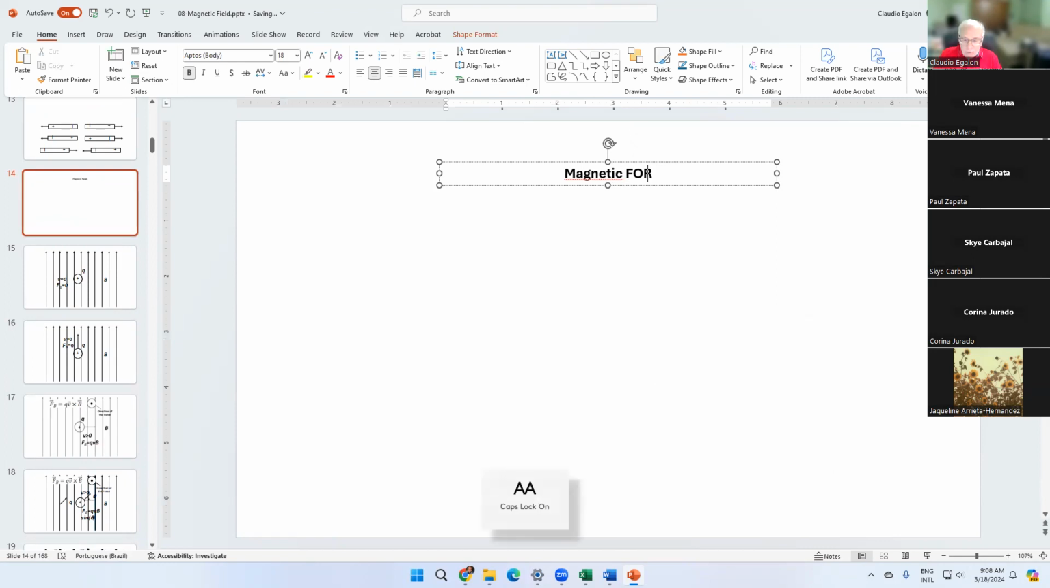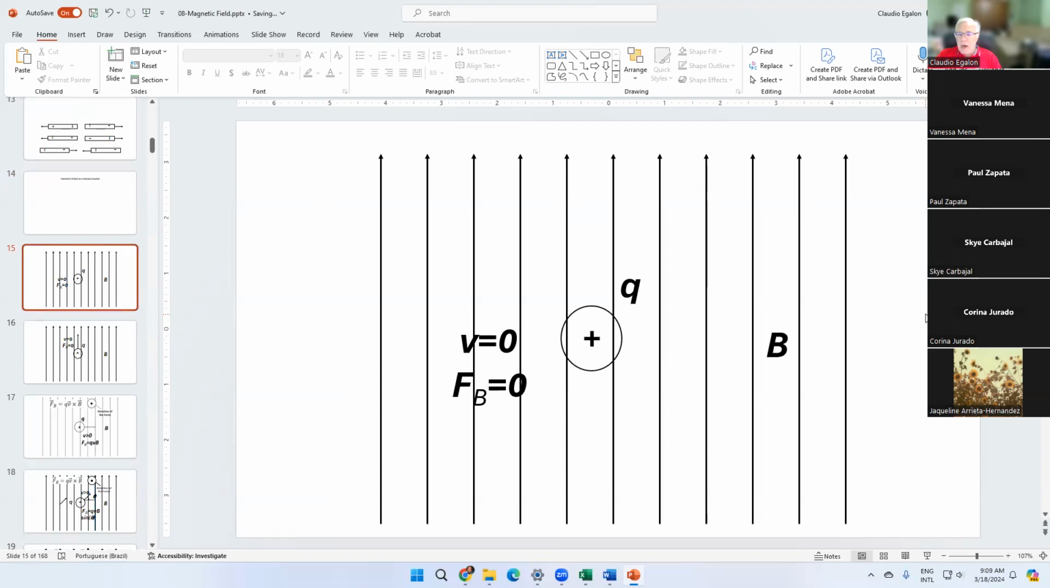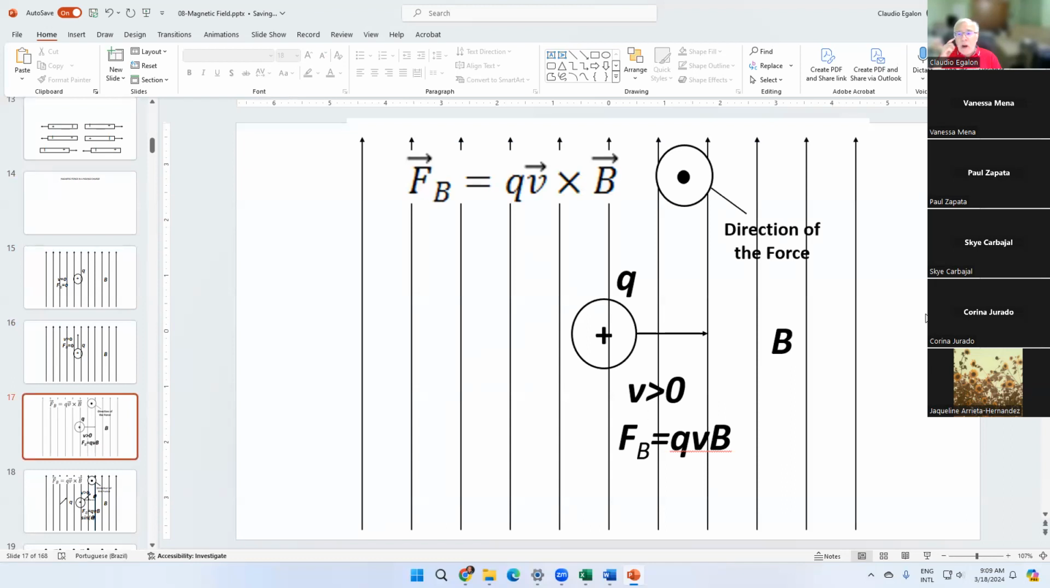Magnetic force on a moving charge. Here you go. If the charge is at rest, there is no magnetic force. If the charge moves parallel to the magnetic field lines, there is no magnetic force. If the charge moves perpendicular to the magnetic field, we have the largest possible force.